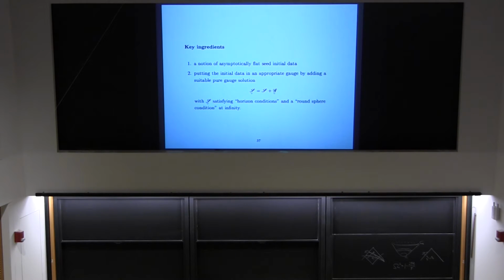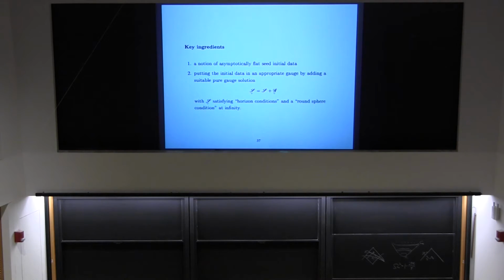Okay, so here are the key ingredients that you need for that. Well, you first need a notion of asymptotically flat seed initial data. So in particular, when you specify initial data on this outgoing cone, you have to understand their decay towards null infinity, and you also have to understand what decay rates you can propagate near null infinity. So that's what you have to understand first.